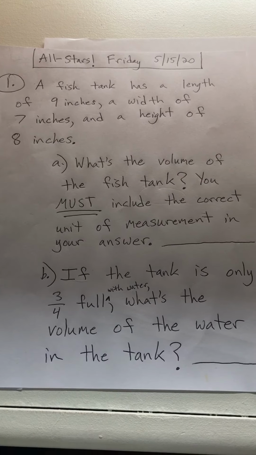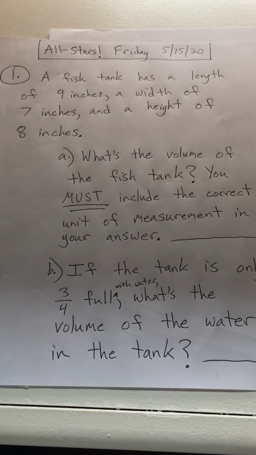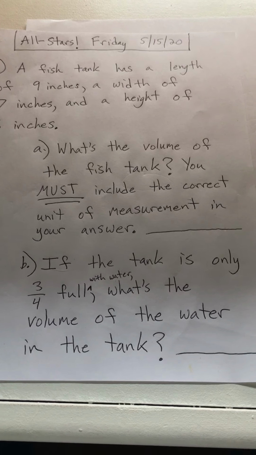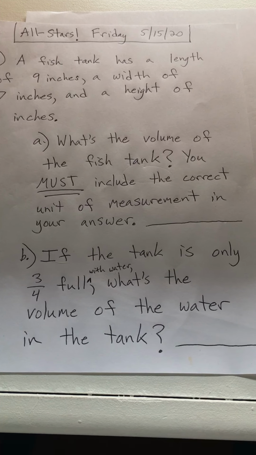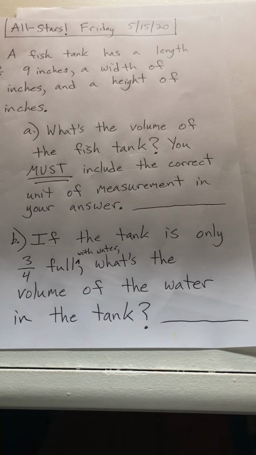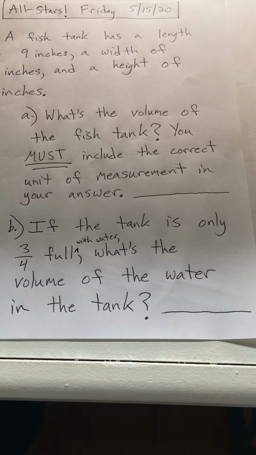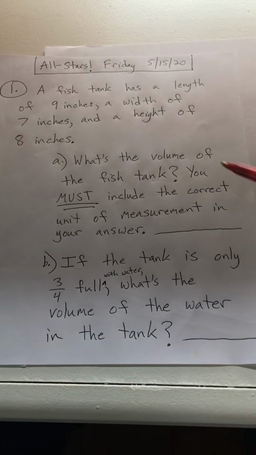It says a fish tank has a length of 9 inches, a width of 7 inches, and a height of 8 inches. Part A, what's the volume of the fish tank? You must include the correct unit of measurement in your answer. And part B says, if the tank is only 3/4 full with water, what's the volume of the water in the tank? Okay, so two parts.